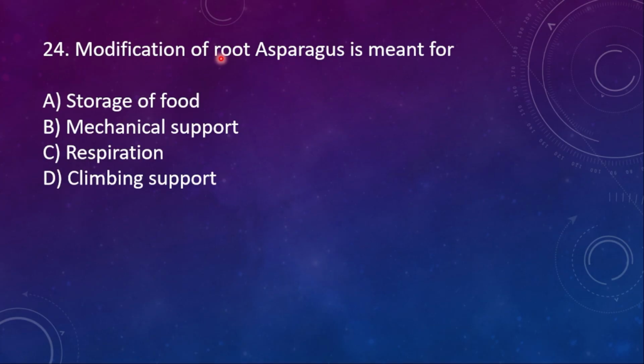24. Modification of root in asparagus is meant for option A, storage of food, option B, mechanical support, option C, respiration, option D, climbing support. So here the correct option is option A, storage of food.